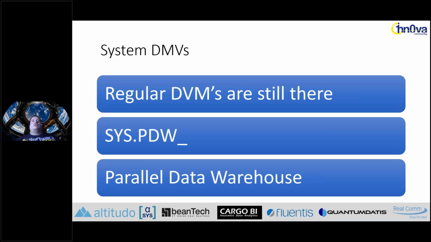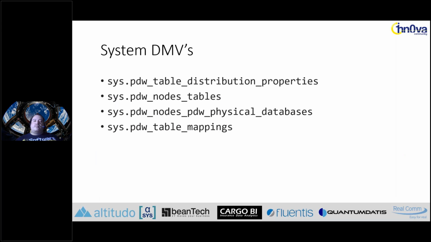So the Azure SQL Data Warehouse and now the SQL Dedicated Pool, which is an evolution of the Azure SQL Data Warehouse, are based on the old structure of the PDW. So the system DMVs that we saw until now: PDW table distribution properties, PDW nodes tables, PDW nodes, PDW physical database, get physical tables, physical database, distribution properties to know how the table is distributed, and table mappings to map the physical tables with the logical tables.